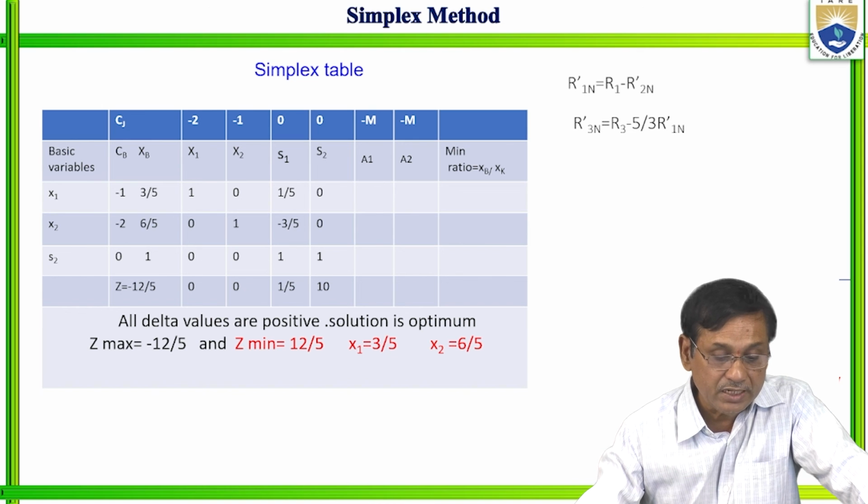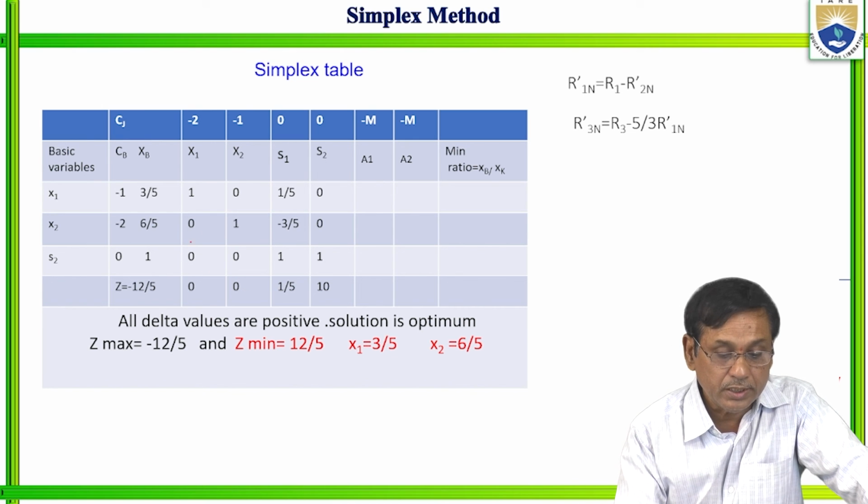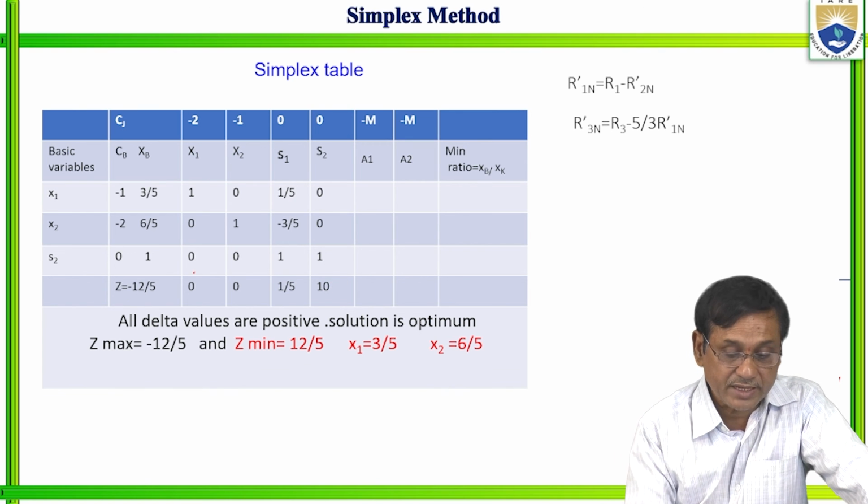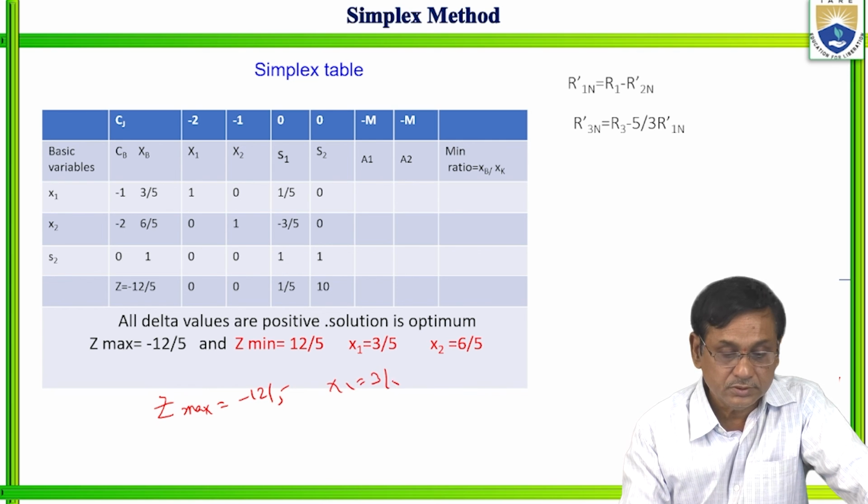Then you will get the values 0, 0. You can get this is 1, 0, 1 by 5, 0. Here 0, 0, 1 by 1, 0, 0, 1 by 5, 10. So here the delta values are positive, the solution is optimum. So you are getting Z max equal to minus 12 by 5, and x1 is 3 by 5, x2 is 6 by 5 and s2 is equal to 1.